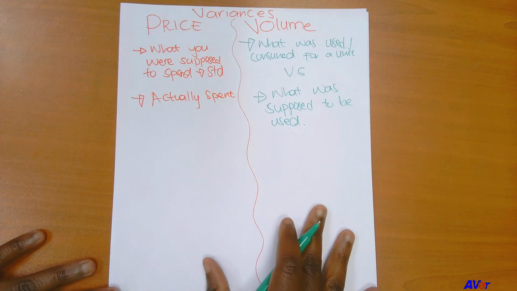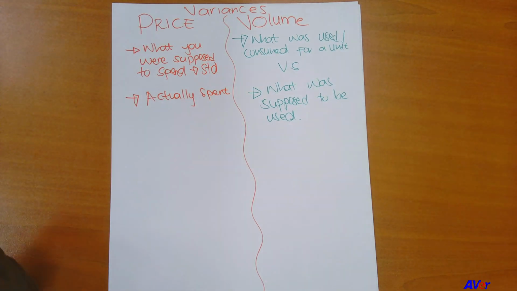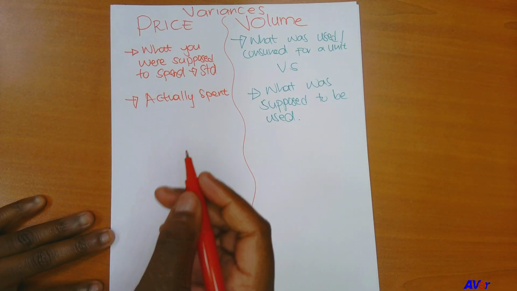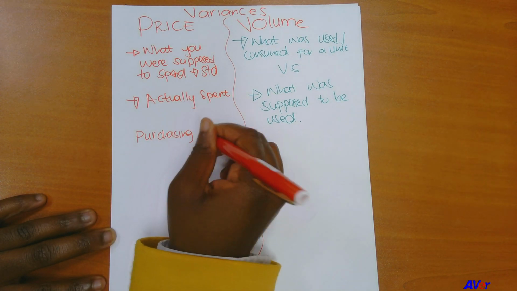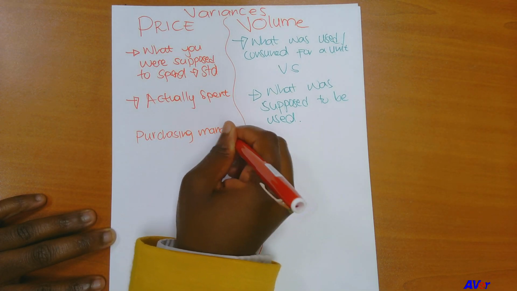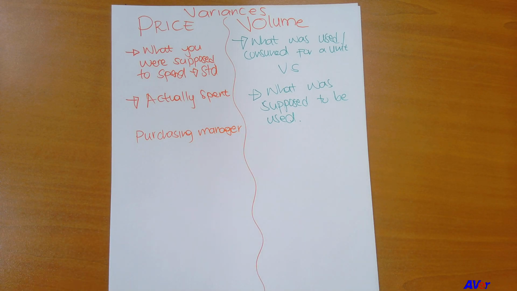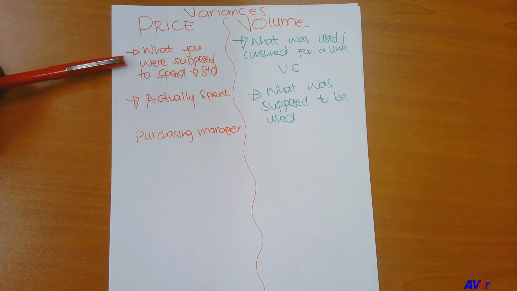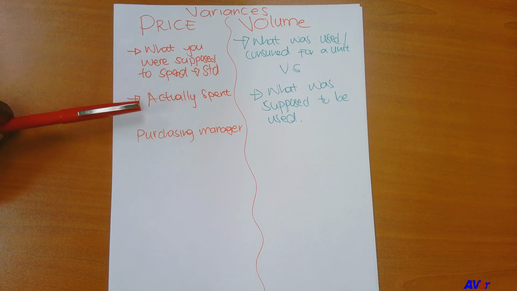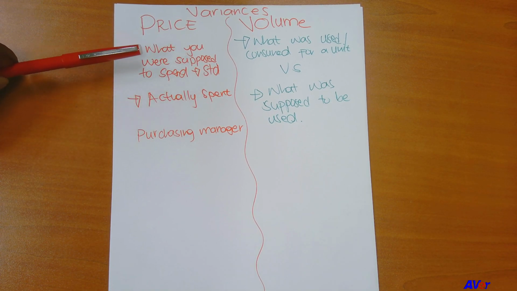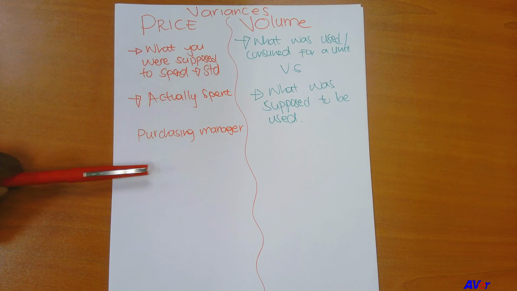So the difference arises from two people. On the one side, we have a purchasing manager. This is when a purchasing manager goes and buys material at a price that is different from what he was supposed to use as per the standard. So he spends more than what he was supposed to spend. That is the purchasing manager.